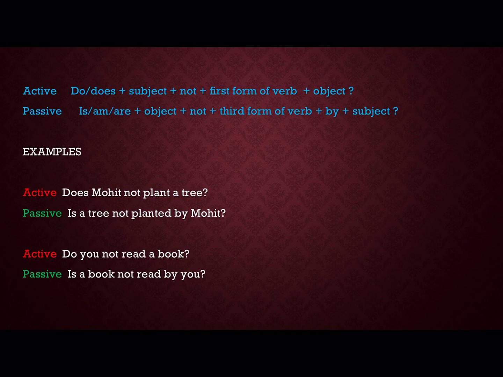Interrogative passive voice is tricky, remember, because does is used in active voice, but in passive voice it is different. Do you not read a book? Is a book not read by you? We will not say that do is used and then do will be used in the passive voice also. No. Is is the helping verb in the passive voice. Is a book not read by you?